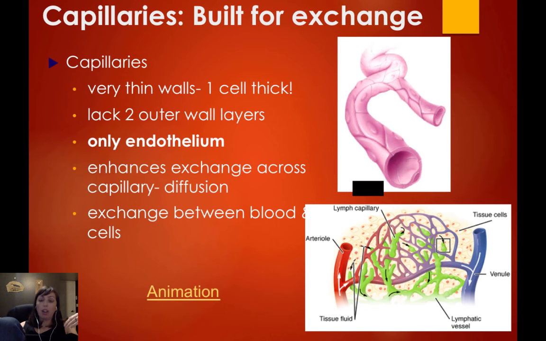Okay, so capillaries are really the system that is built for exchange. They're very, very thin walls, okay, 1 cell thick, very thin. And they lack those 2 outer wall layers that you see in the veins and in the arteries. They only have an endothelium. So this really enhances exchange across capillaries by diffusion. And it's exchange between blood and other materials from cells. So nutrients go through here, proteins, waste, right? All kinds of things.